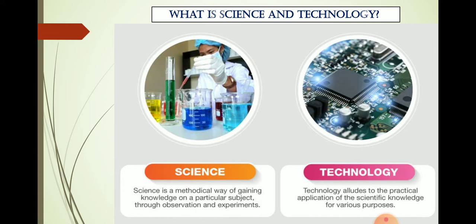So what is science and technology? As a definition, we can say that science is a methodical way of gaining knowledge on a particular subject through observation and experiments. As we have mentioned, it's a process that starts with observation, then experiments, and so on, all in order to gain knowledge. Technology alludes to the practical application of scientific knowledge for various purposes. So again, technology is the application of science, or scientific results.